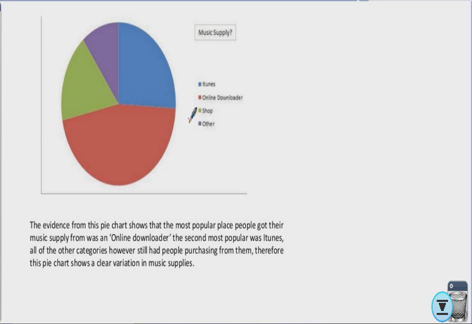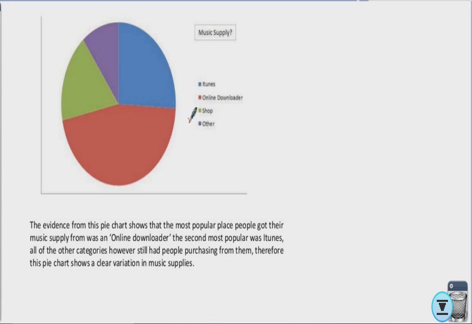that the most popular place where people got their music supply was an online downloader. The second most popular was iTunes, and all the other categories, however, still had people purchasing from them. Therefore, this pie chart shows a clear variation in music supplies. Now, that is what the visual side gives us. Then, there is the mathematical side.